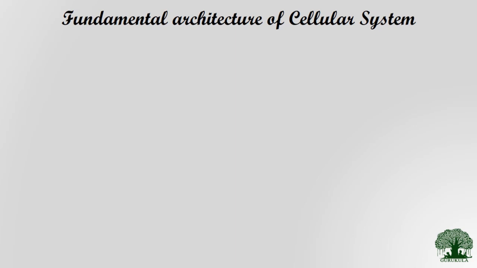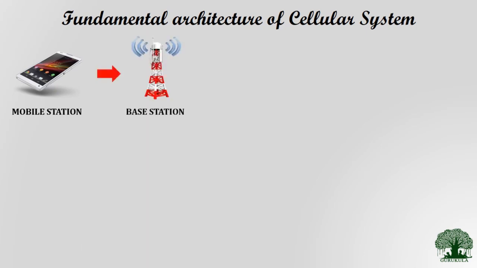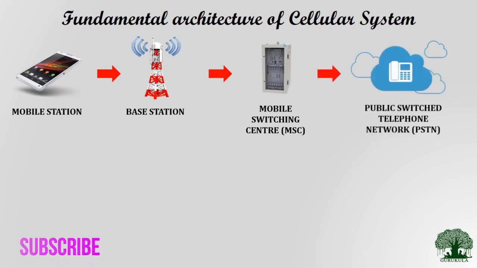So basically, when you consider the very fundamental architecture of a cellular system, it comprises four components. The first one is the mobile station, the second one is the base station, the third one is the mobile switching center, and the fourth one is the public switched telephone network. So let us see what each of them does one by one.